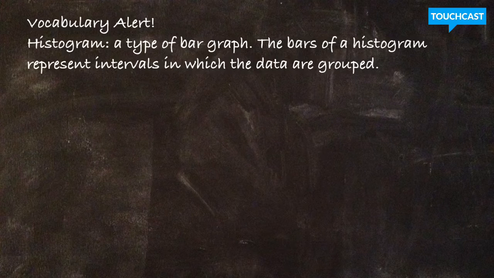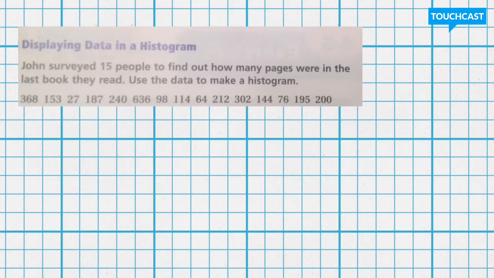Here comes another vocabulary alert. We've got histograms, which are just another type of bar graph, but the bars of histograms represent intervals in which the data are grouped, and histograms do not typically have spaces between the bars, like a bar graph would. Alright, so displaying data in a histogram.